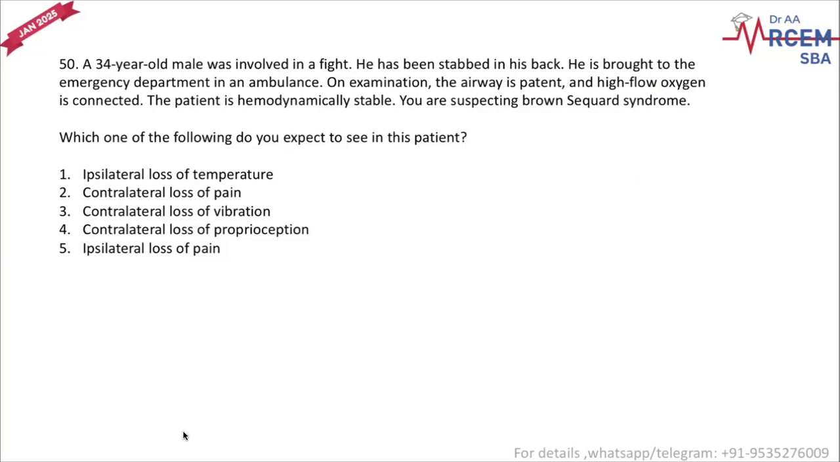Ipsilateral loss of temperature. Temperature loss is contralateral, not ipsilateral. Loss of pain, which is contralateral. Yes, that is true. Pain and temperature are contralateral. Vibration and proprioception are ipsilateral, not contralateral. So keeping all this in mind, the second one is the right one.